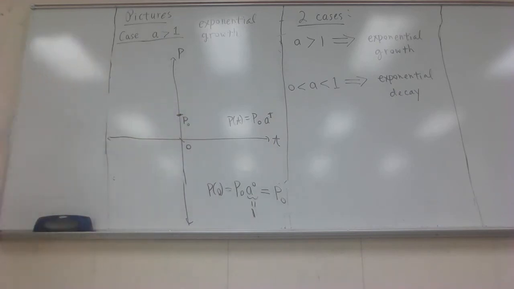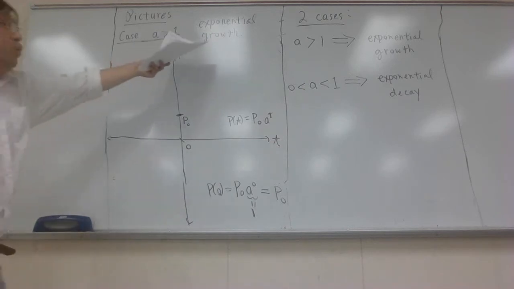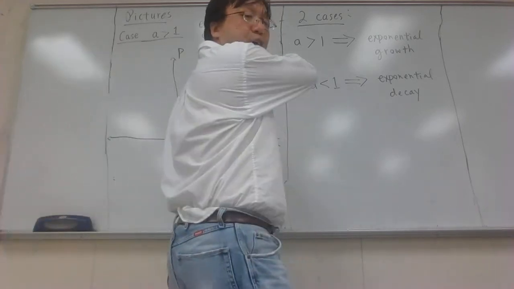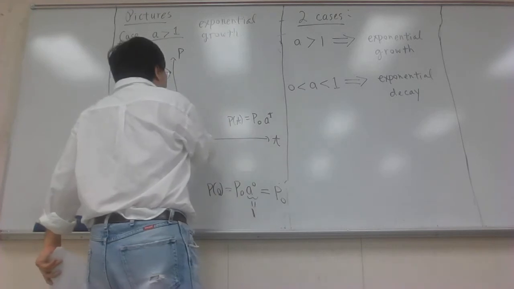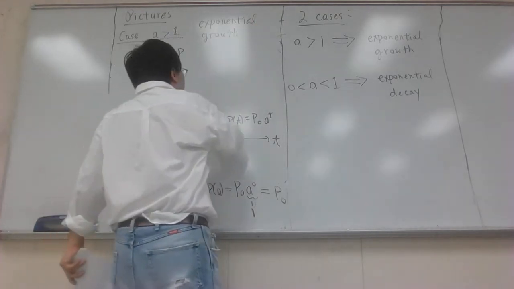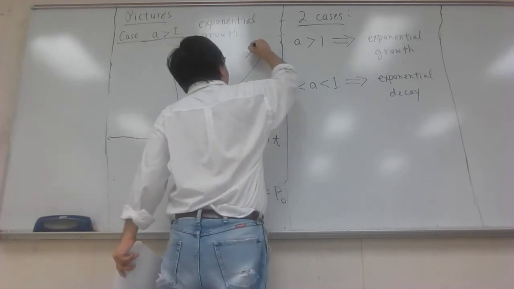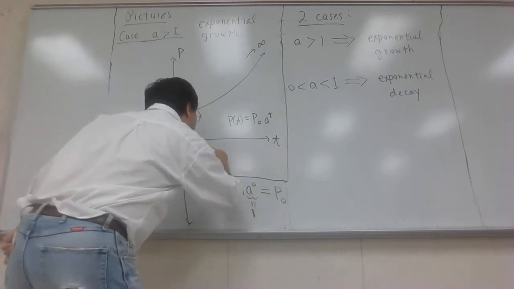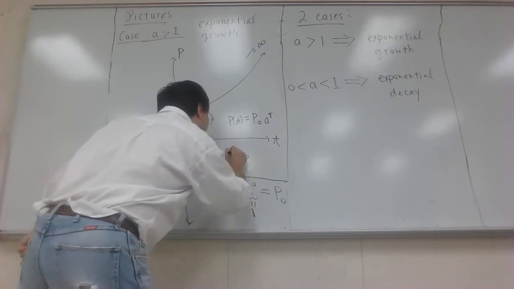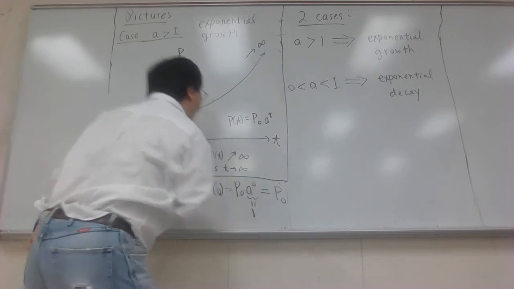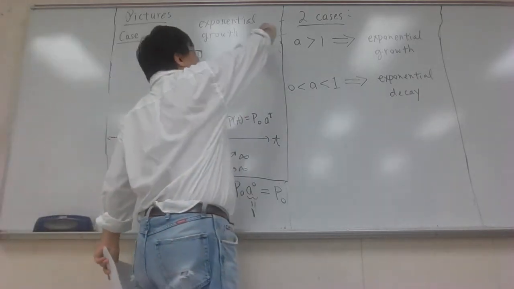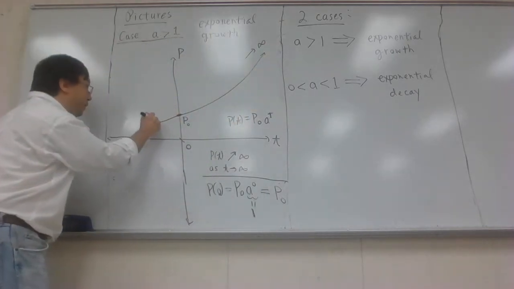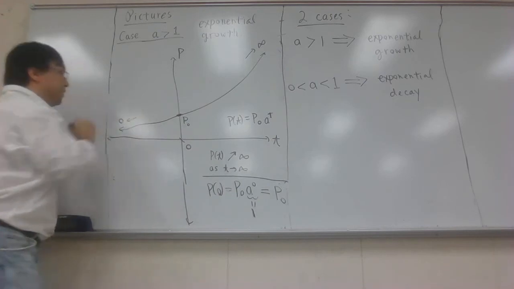And what happens is that for exponential growth, as you move forward in time, the function blows up to infinity. It grows to infinity because it's exponential growth. A shorthand way of writing blowing up to infinity is you write P(t) goes to infinity as we move forward in time. And as we move backward in time, the function decays to 0.